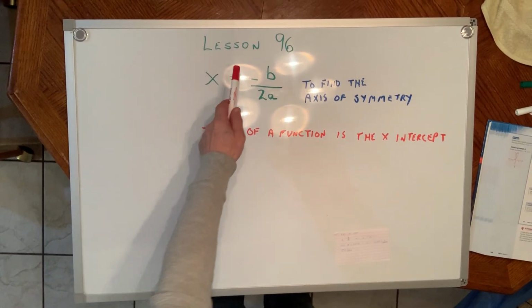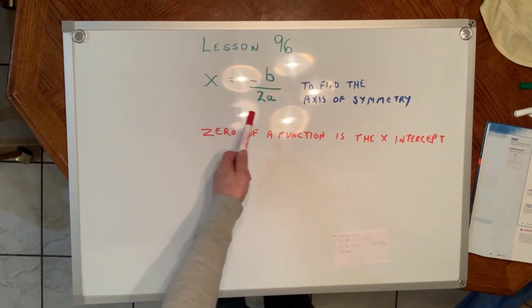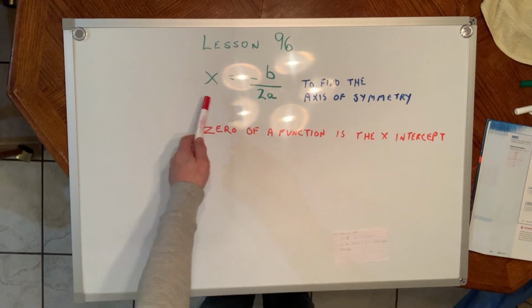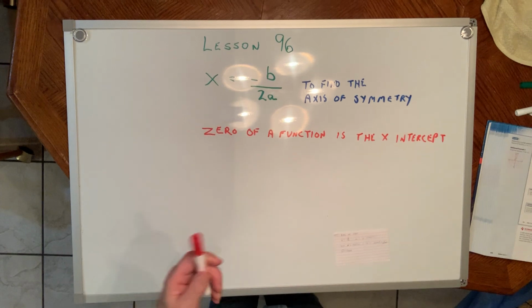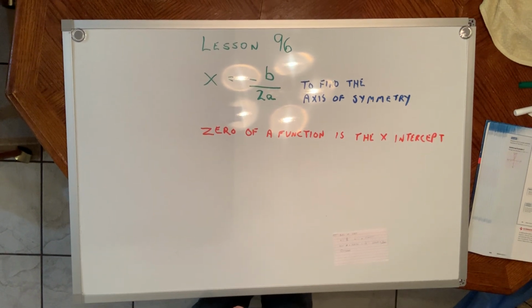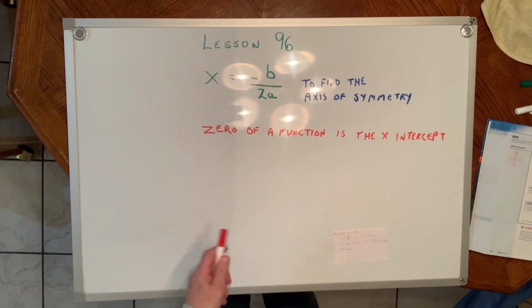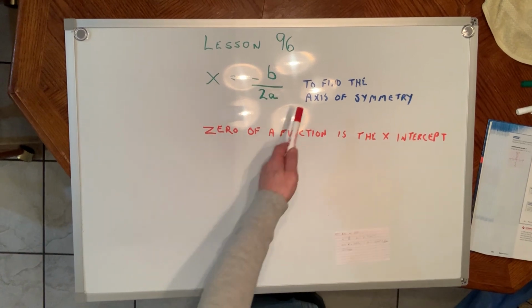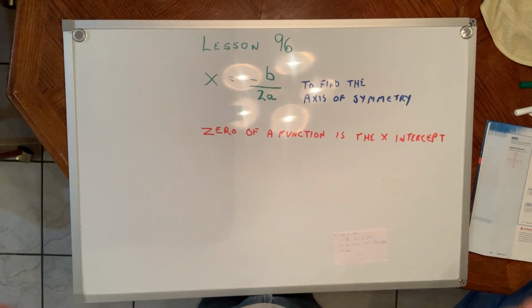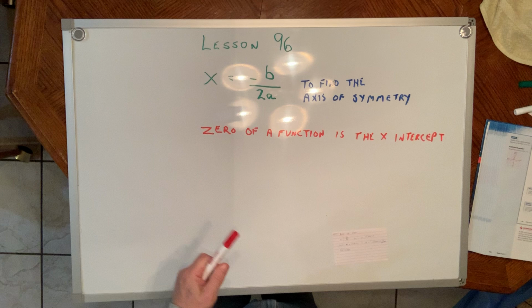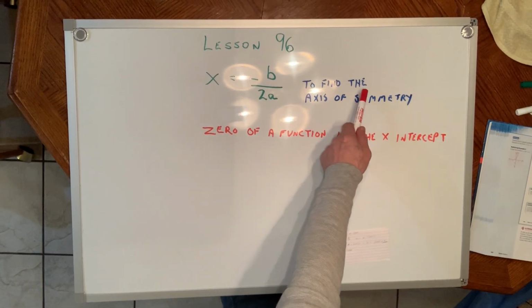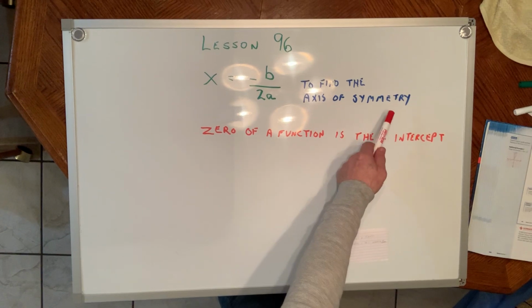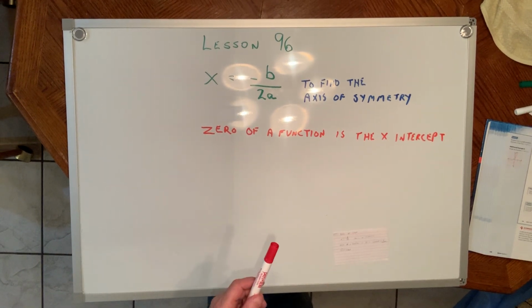All right, lesson 96. You need this for your notes. This equation, x equals negative b over 2a. You will use that formula a bunch tonight. It's a brand new formula, and it's not that tough. It's just like any other formula. You just simply plug in the numbers that you're given, and you'll be fine. This formula is to find the axis of symmetry in a parabola.